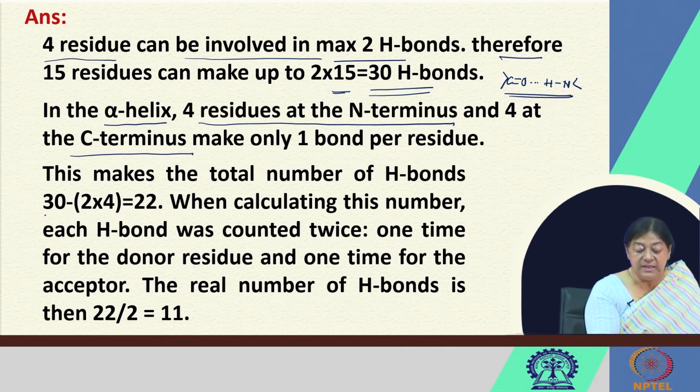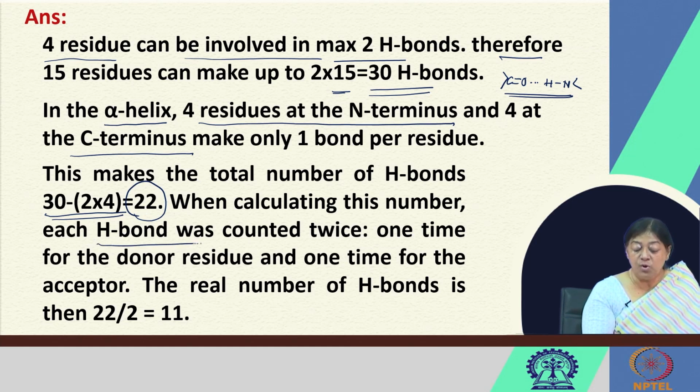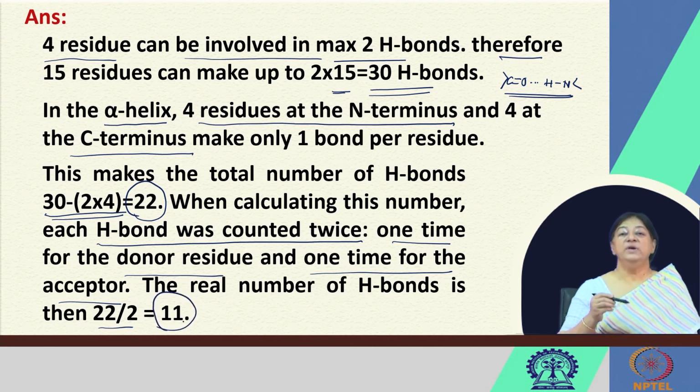So, this means that the total number of hydrogen bonds, leaving out the 4 residues at the beginning N terminus and the 4 residues at the C terminus, we can say that 30 minus 2 into 4, those are the 2 hydrogen bonds for the 4 residues, leaving us with 22 possible hydrogen bonds. Again, each hydrogen bond was counted twice, one time for the donor residue and one time for the acceptor. So, the real number is 11, meaning that we have 11 hydrogen bonds possible for this particular case. So, this can also be counted. You can actually draw out the residues and count it for this particular alpha helix, and then confirm that we do see these many hydrogen bonds.